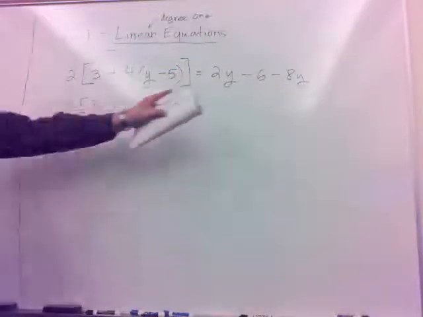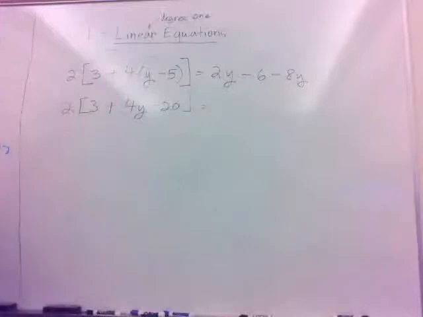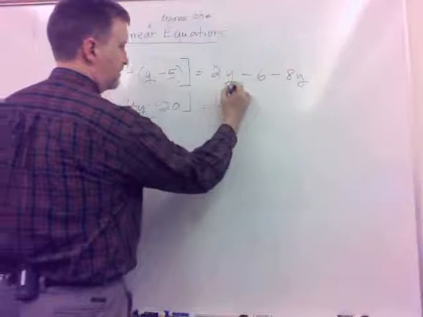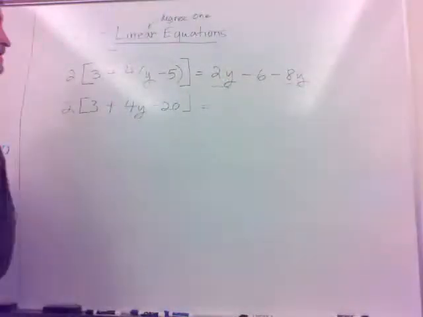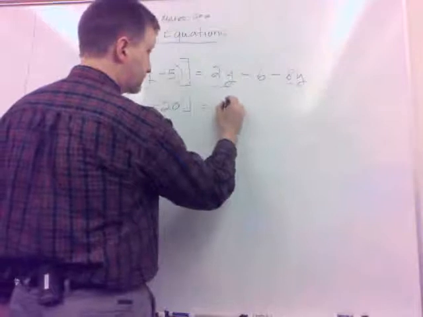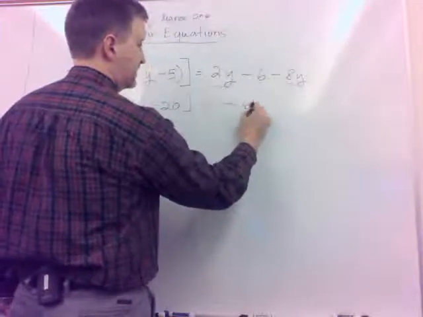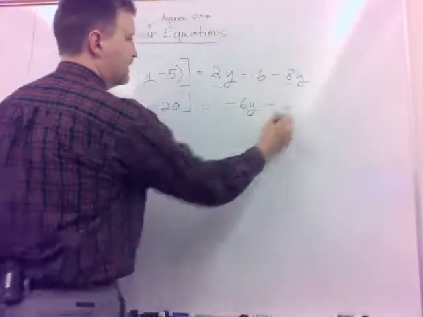Now on the right side, I don't have any parentheses or brackets, so all I have to do there is do a little simplifying. You've got like terms. You've got your 2y minus your 8y. 2 minus 8 is negative 6, so that'll be a negative 6y, right? Minus 6.